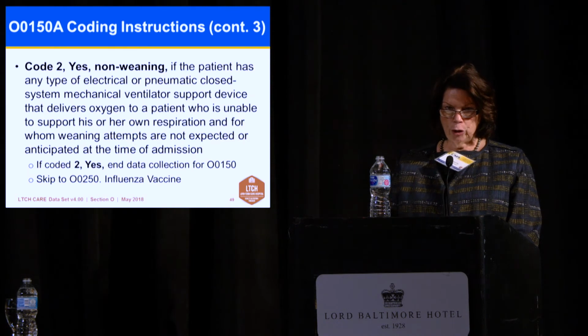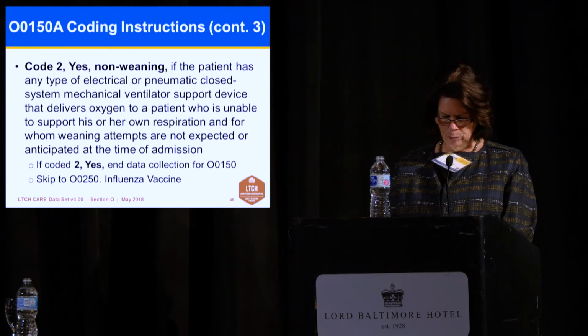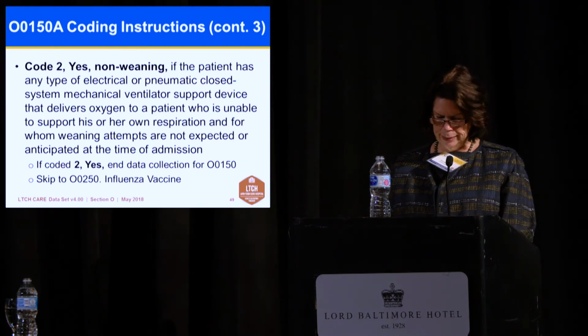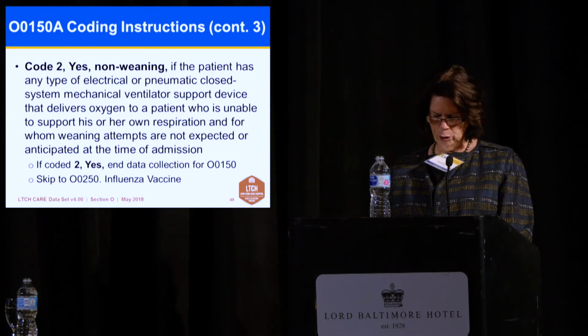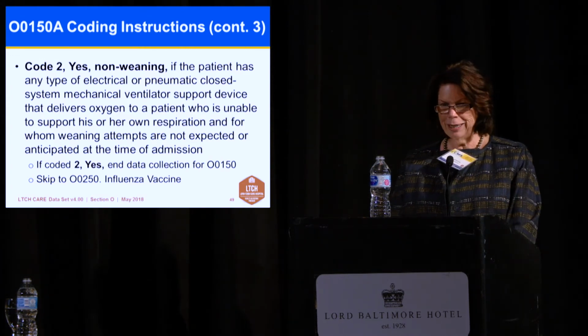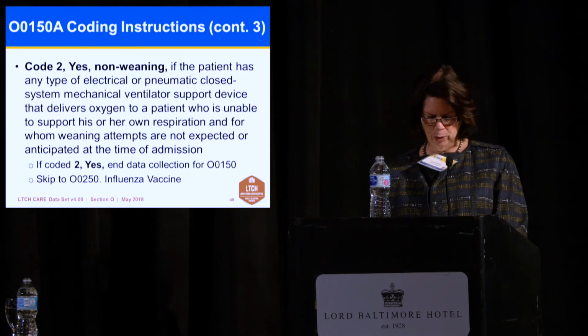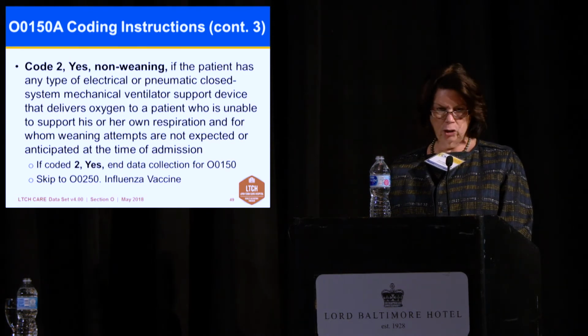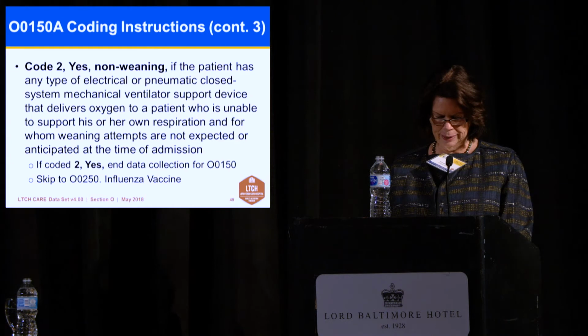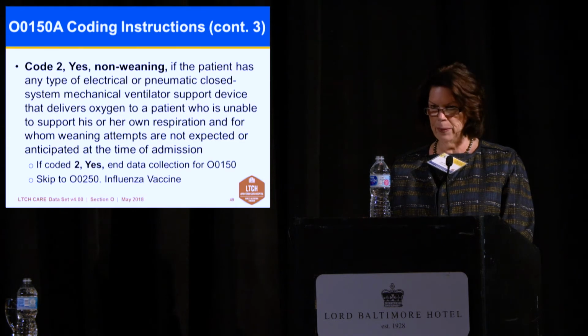You're going to code 2 on this data element, non-weaning, if the patient has any type of electrical or pneumatic closed system mechanical ventilator support device that delivers oxygen to a patient, same as I previously said, and for whom weaning attempts are not expected or anticipated at the time of admission.